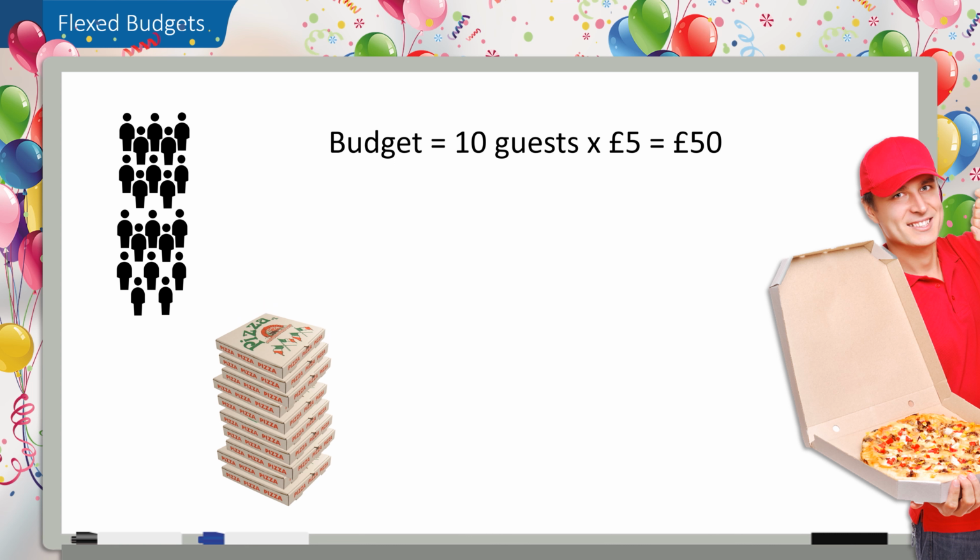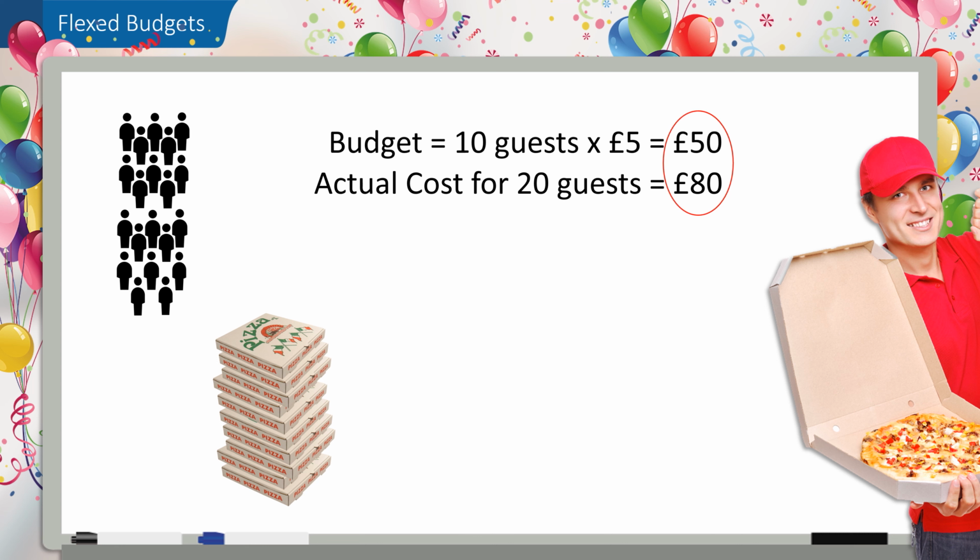pizza. But at the end of the party, you find that you've actually spent £80 on pizza for your 20 guests. On the face of it, this doesn't look very good, as you've clearly overspent against your original budget for the party by some £30. But it's not really a fair comparison, and you could, justifiably, be quite pleased.